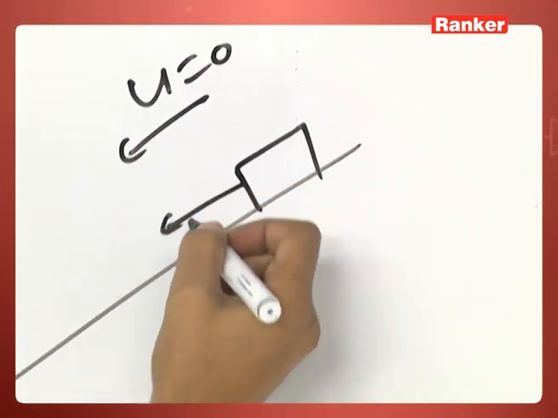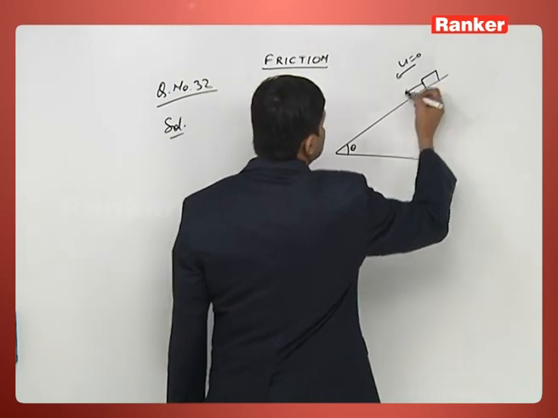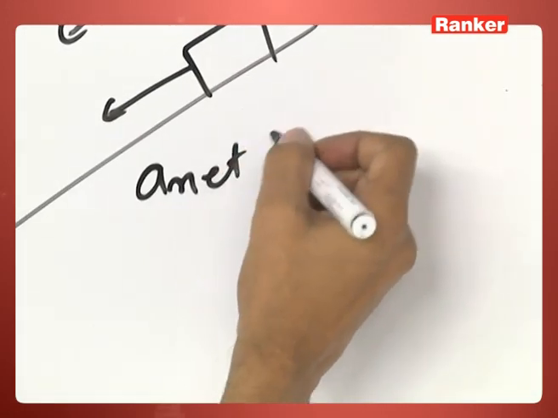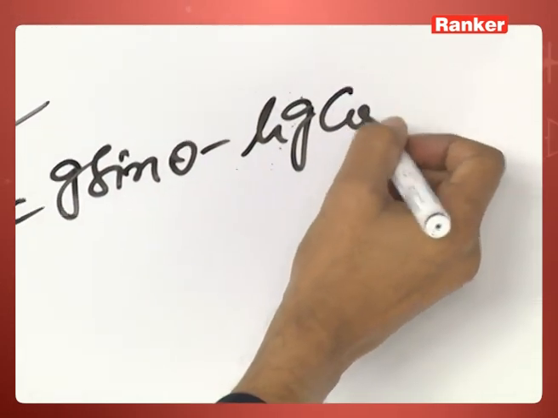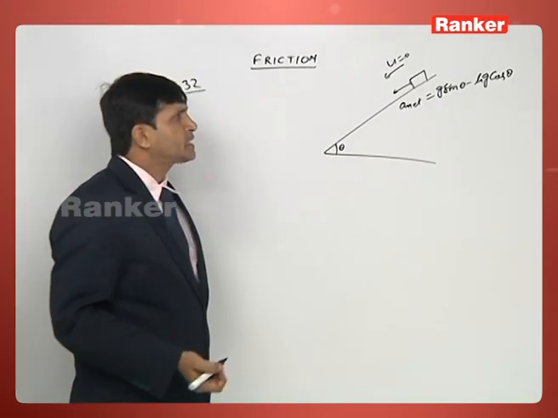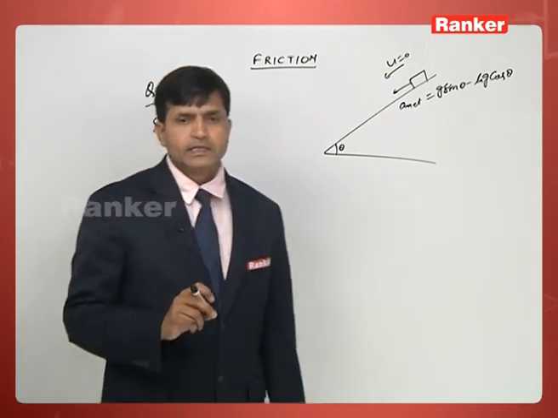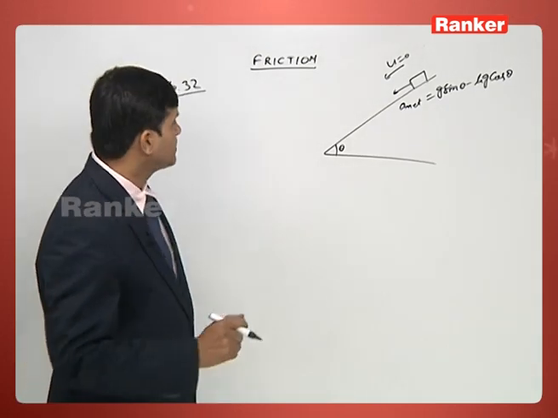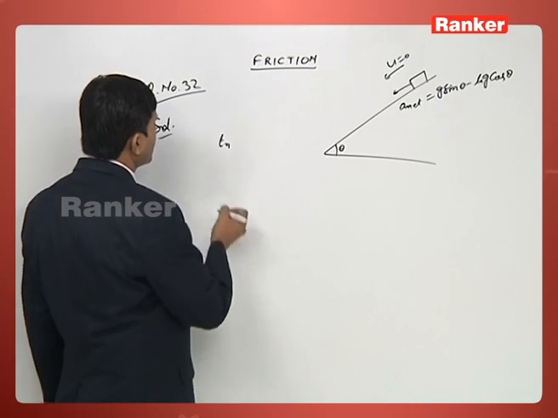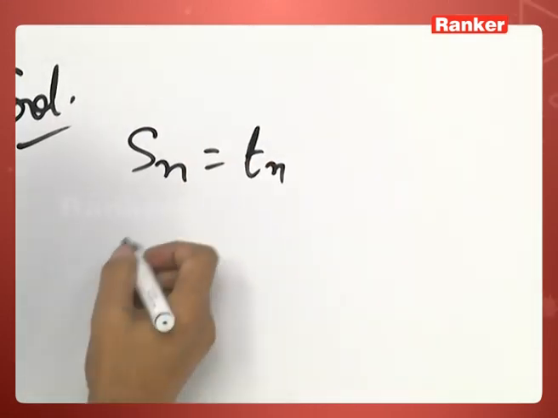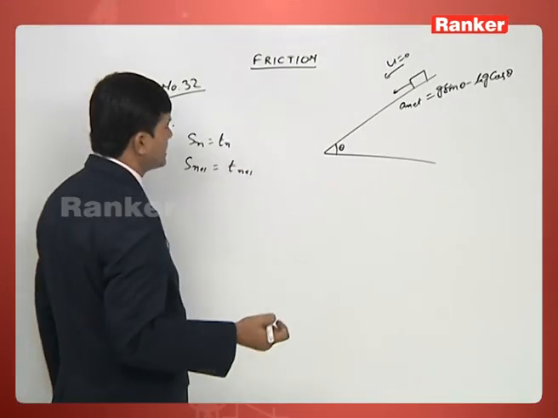So what is the acceleration? One is your downward force, mg sin theta, another is your friction. So the net acceleration we can say a net is g sin theta minus mu g cos theta. This is actually the net acceleration. So we have to find the distance traveled by the particle in the nth second. That distance we will call Sn, and then Sn plus 1 in the n plus 1th second.